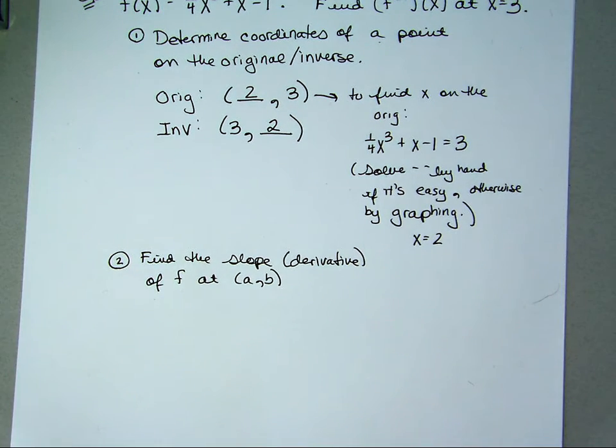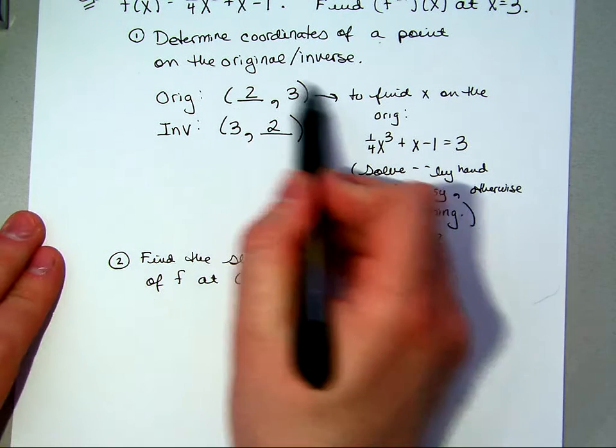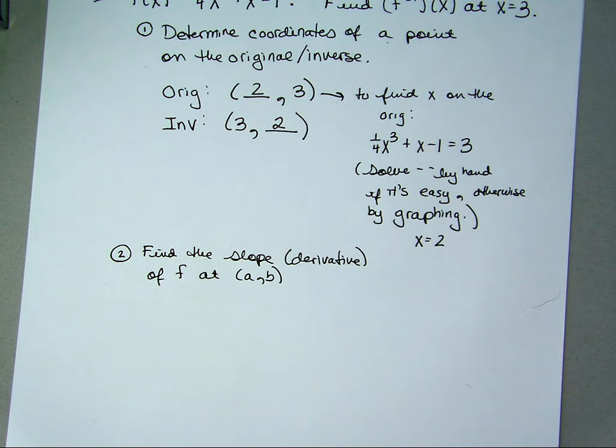Take a moment, find your derivative. This is completely like normal derivative stuff like we've been doing since September. And you're going to plug in the point from the original, because we're finding the derivative, the slope of the original function.